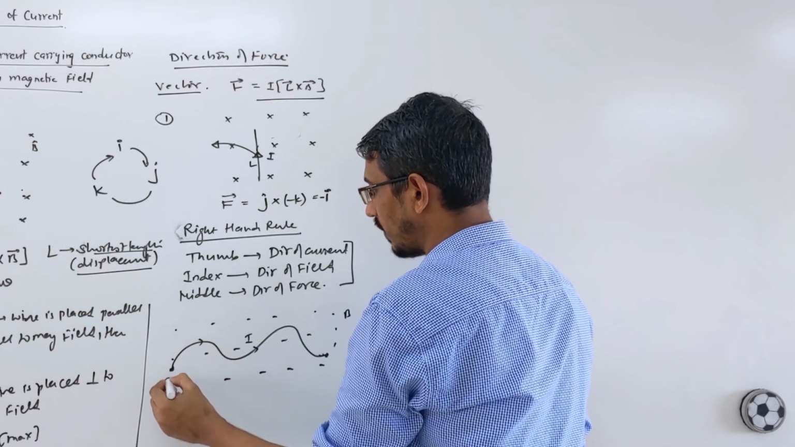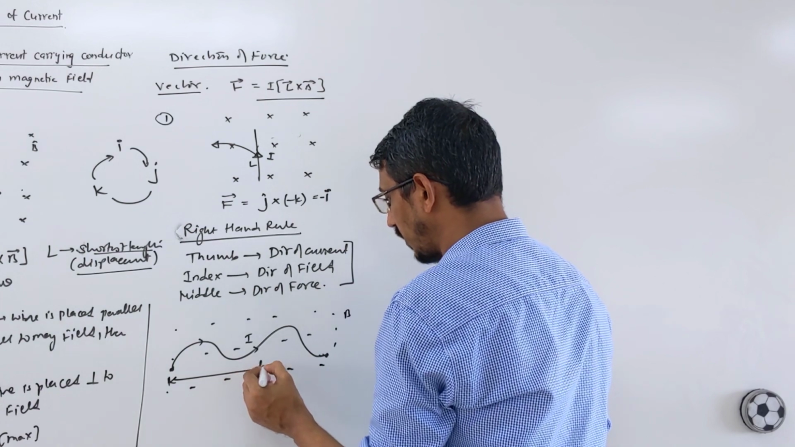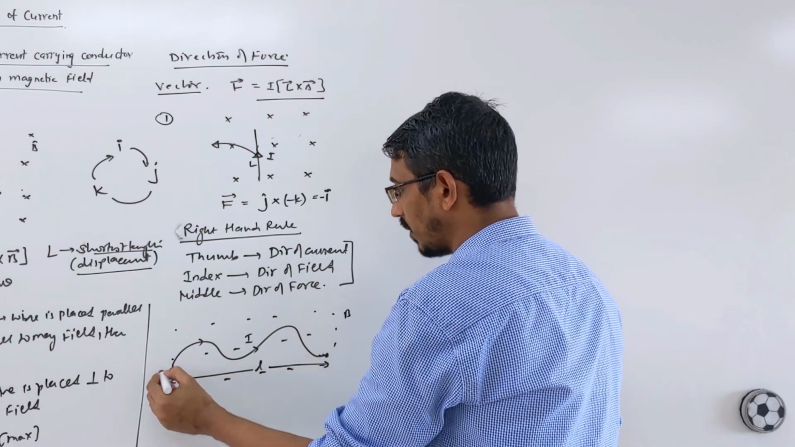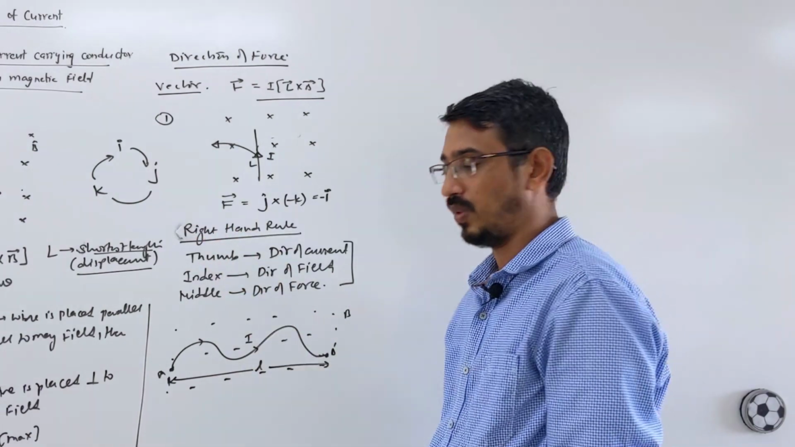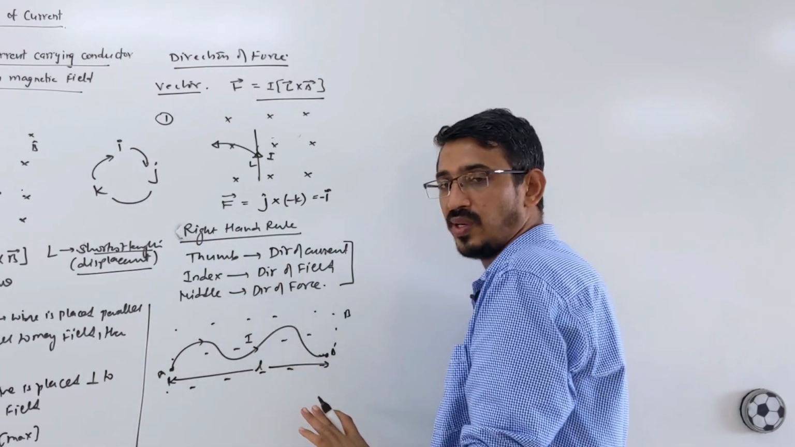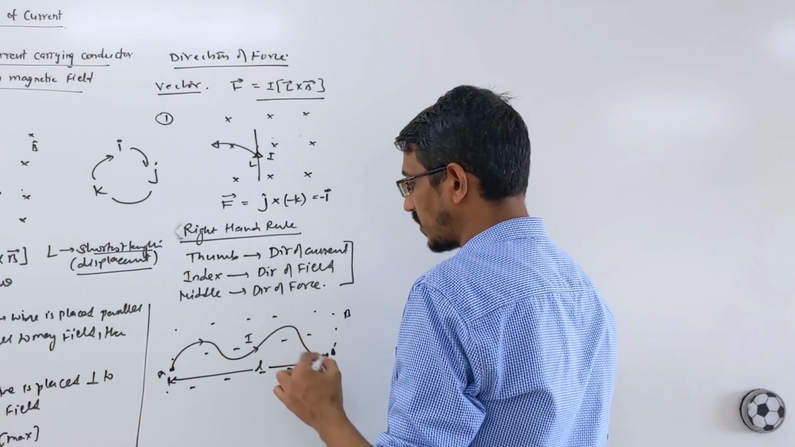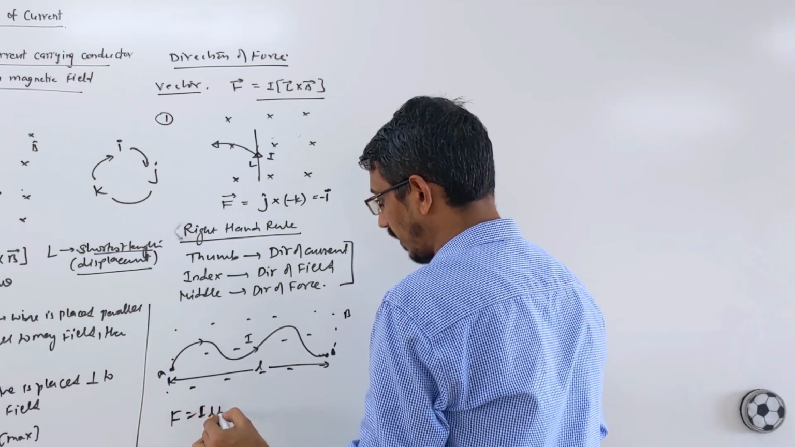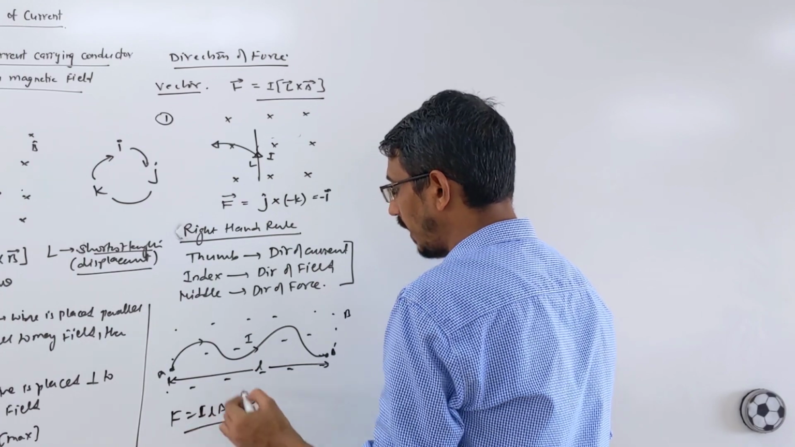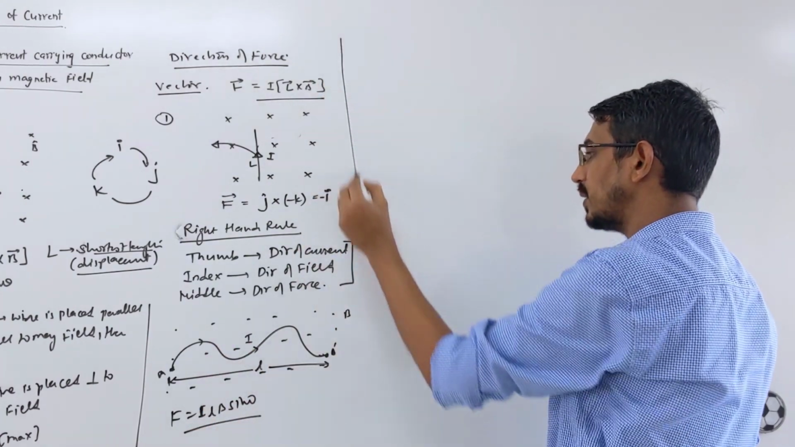Length in the formula means the shorter distance from here to here, the end to end distance from point A to point B, this straight distance. That's your length in that formula. You don't worry about the curvature or what shape. End to end straight distance, that's what matters for force. So force is I L B sine theta only. I will give a numerical example here to understand this more.